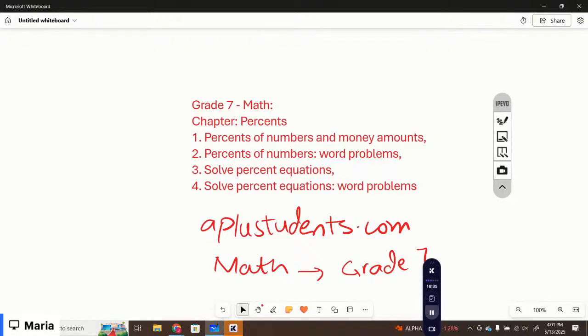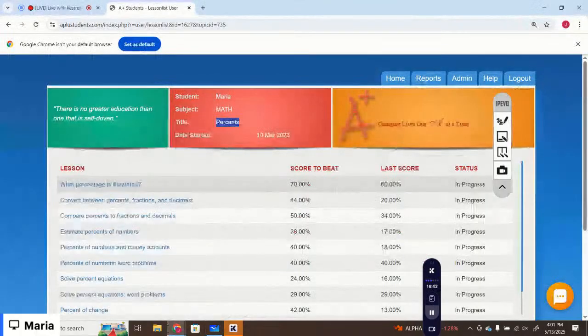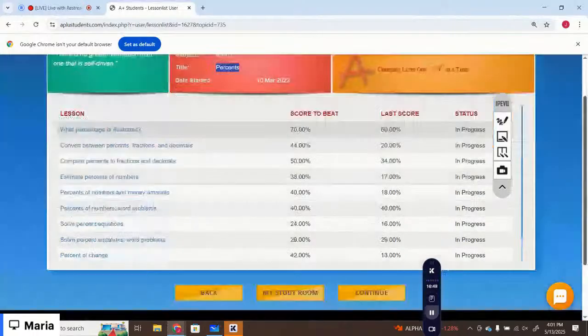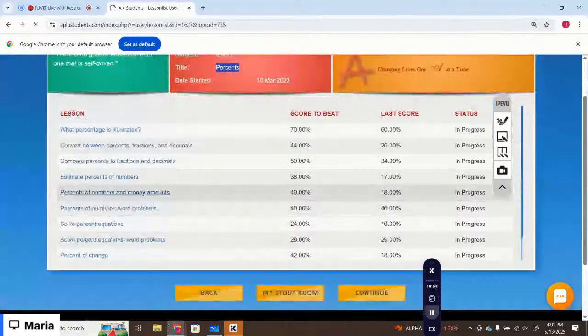Please make sure you have your notebook and pencil so that you can note down the important examples and definitions as well. Grade 7 math. What we are on right now is percents. Let's start with the lesson percents of numbers and money amounts.